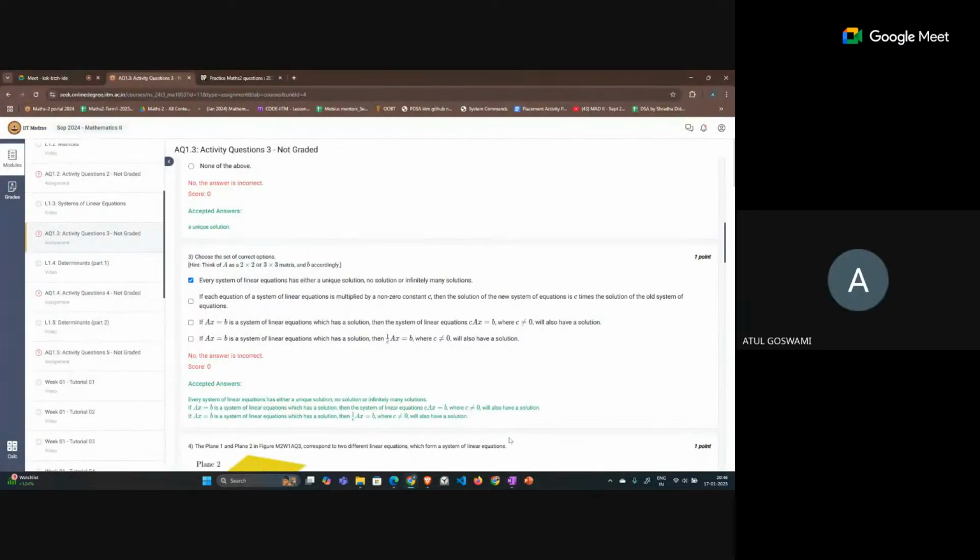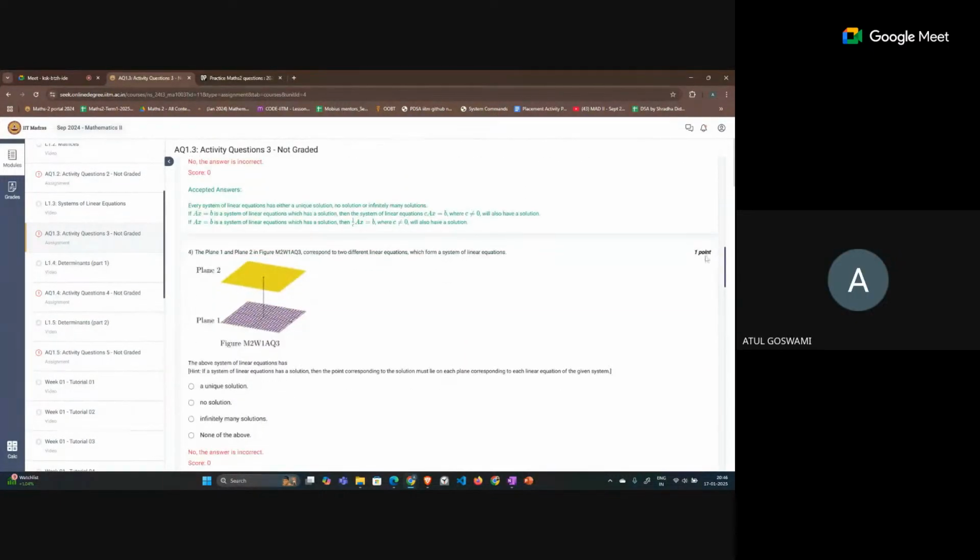The next option says if Ax equal to B is a system of linear equations which has a solution, then 1 by C Ax equals B, where C is non-zero, will also have a solution. Yes. So here we are considering C as a real number, a non-zero real number, a scalar. Okay, both are true, no doubt.